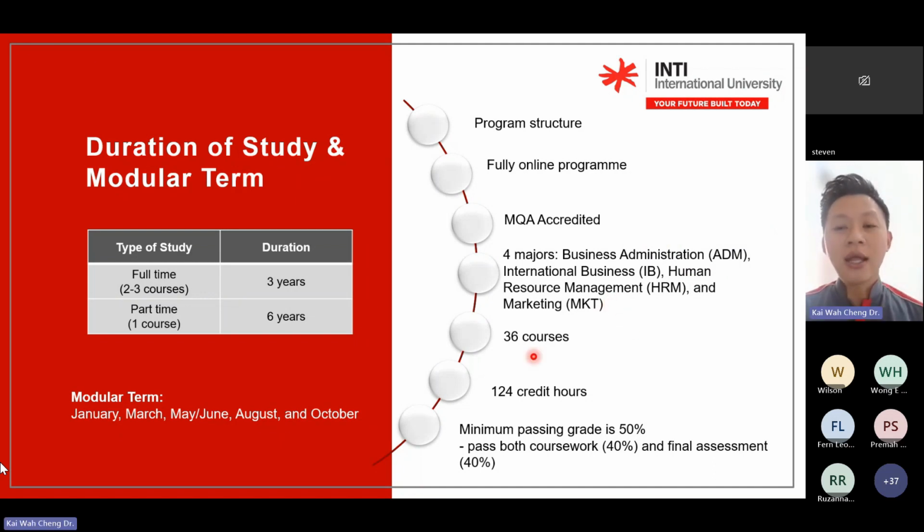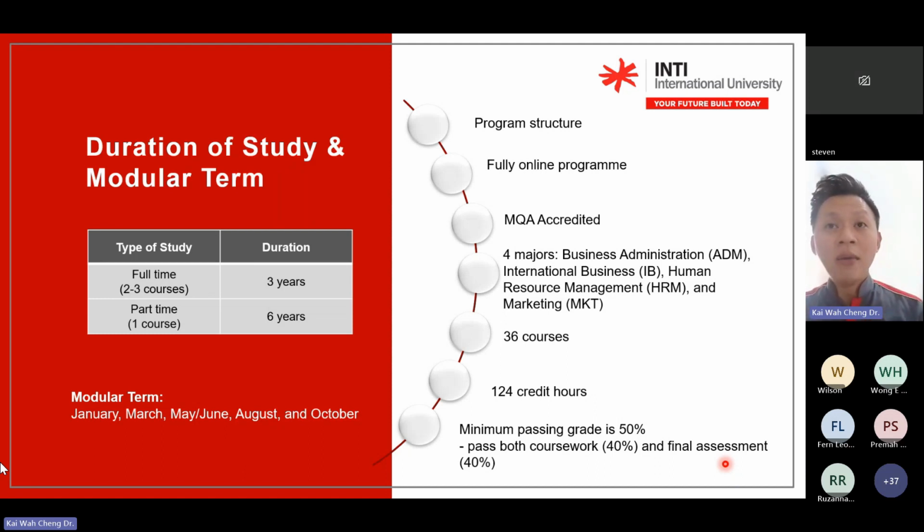And you need to complete 36 courses under the Bachelor of Business program. These 36 courses will contribute 124 credit hours to you. The minimum passing grade is 50 marks. Among the 50 marks, you need to achieve at least 40% from your coursework, or what we call continuous assessment, and another 40% from the final assessment, or what we call the final examination. You need to pass two components.